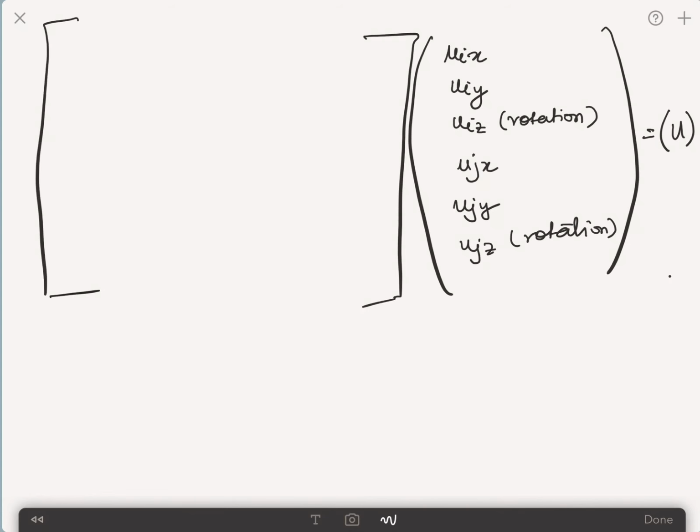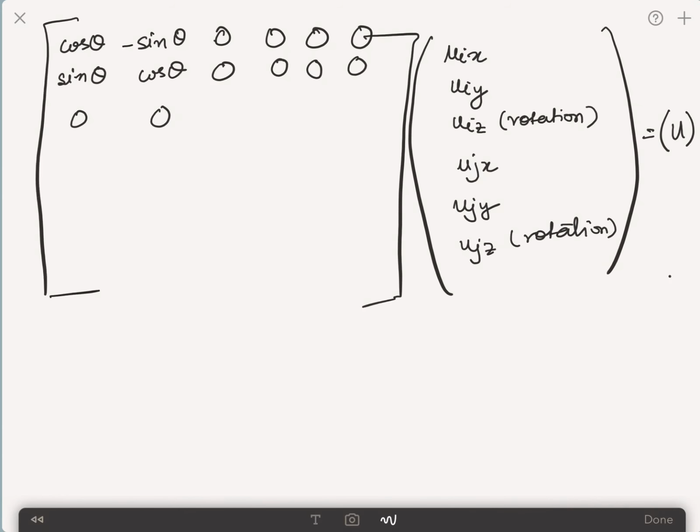We are going to pick up the terms that we use for the trusses. That means we will have cos theta for UIX, minus sin theta for UIY, 0, and we don't have anything for UIZ on this particular line. We need a 6 by 6 matrix. In the second row it is the same, so we have sin theta, cos theta, and no other transformation. The third row corresponds to UIZ, which always remains in the third column, and it remains the same because it has no transformation, so it is just replaced by a 1.